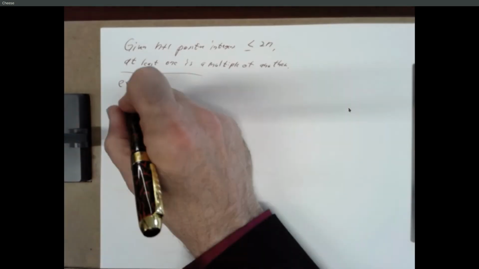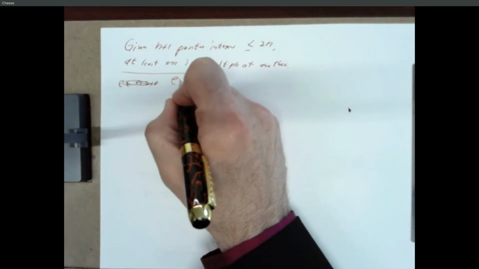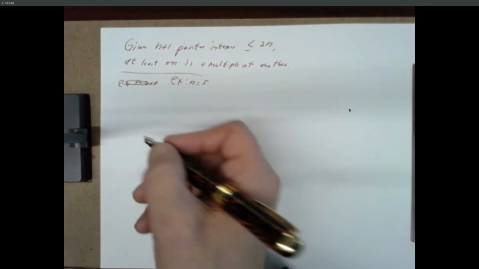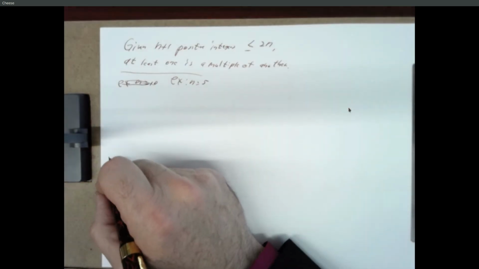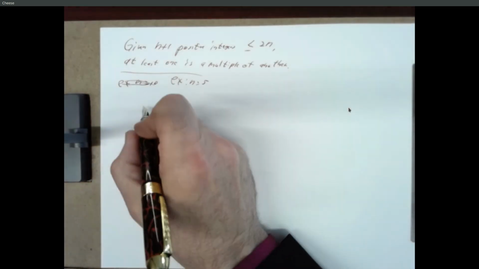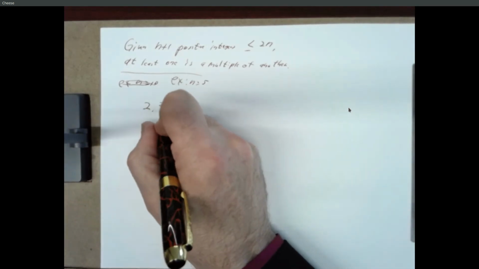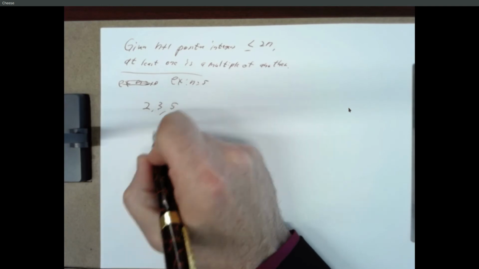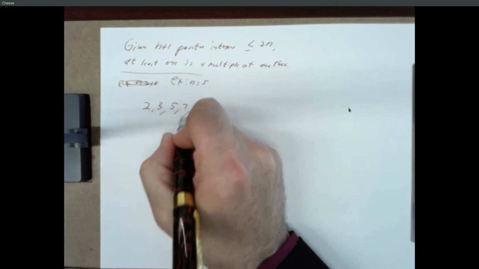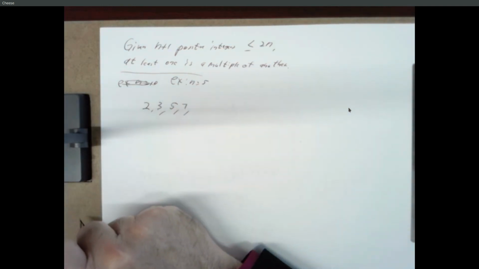Let me do n equals 5. So 6 integers less than or equal to 10. Well, I definitely don't want one of my integers to be 1 because everything is a multiple of 1. So I could pick the integer 2, and now I can't pick any multiples of 2. So I could pick 3, I could pick 5, I could pick 7. I need 2 more integers.